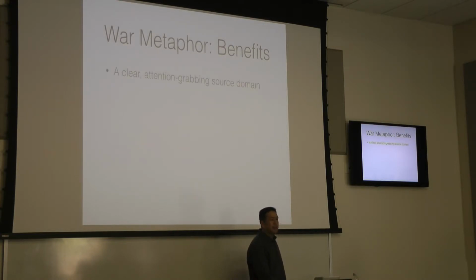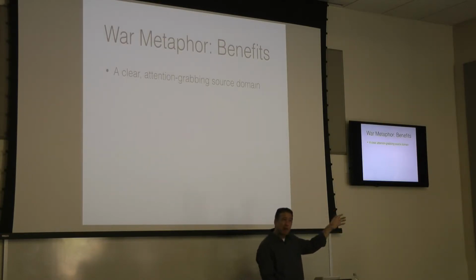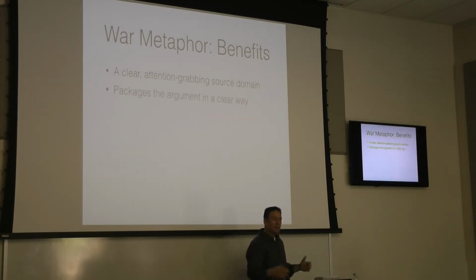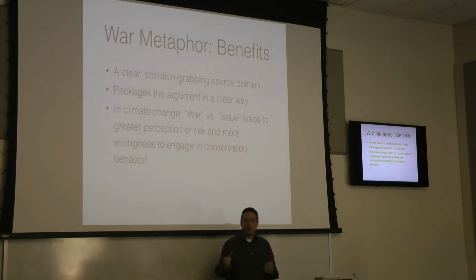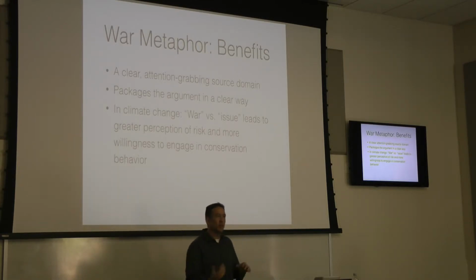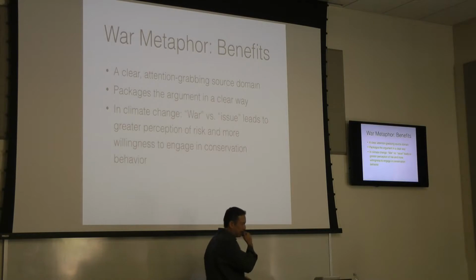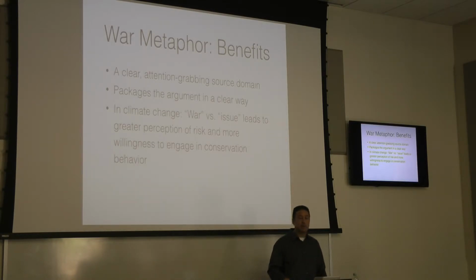On the other hand, it's a very clear, attention-grabbing source domain, as I've already tried to say. I think we can rally around this problem. It makes us angry that people are dying in this kind of random way. It packages my argument in a clear way, which should be much clearer in a few slides. And here again, on the other side of the Hauser and Schwartz paper, there's some work in climate change showing that when you frame things neutrally as an issue versus metaphorically as a war, people perceive greater risk and are more willing to engage in conservation behavior.